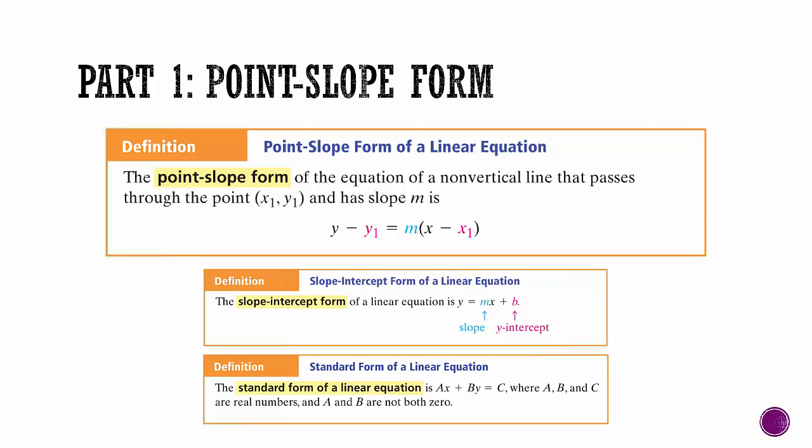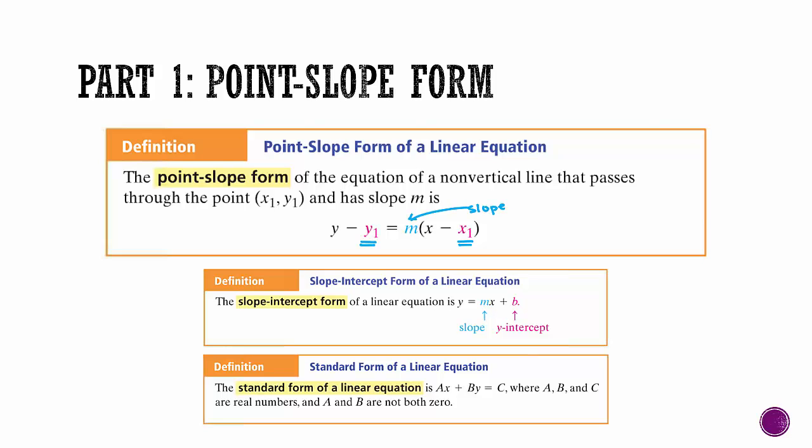So here is our definition. Point-slope form is when a line passes through the point x1, y1, and has a slope of m. So this part right here, you plug in the y of your point. This part here, you plug in the x of your point. And then this is always your slope.